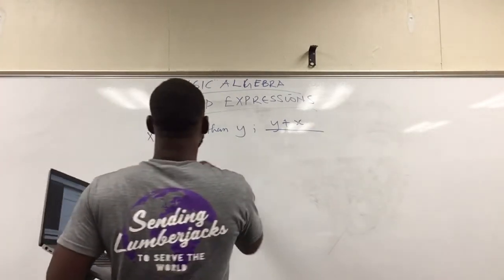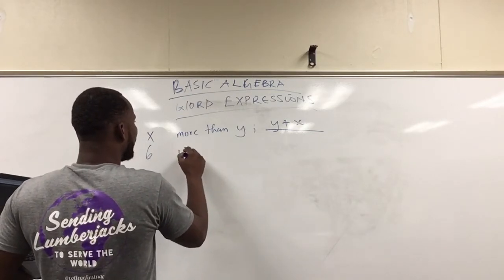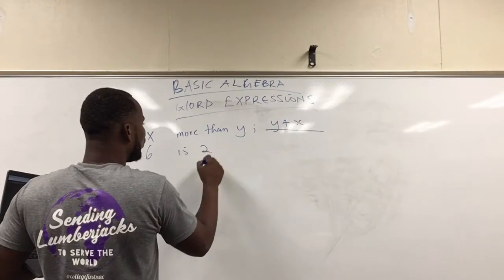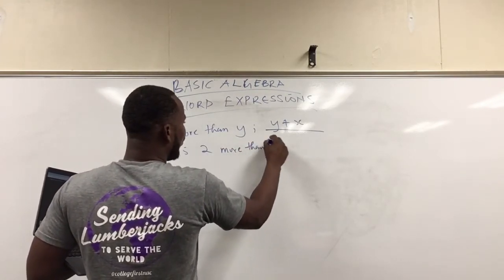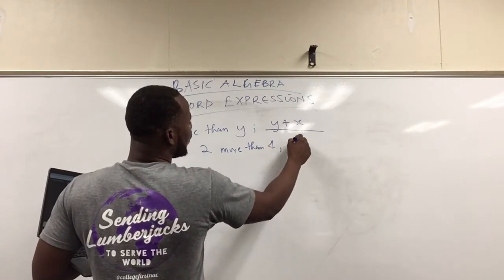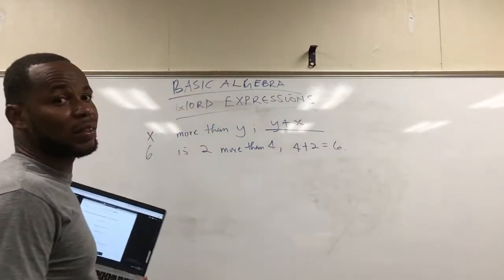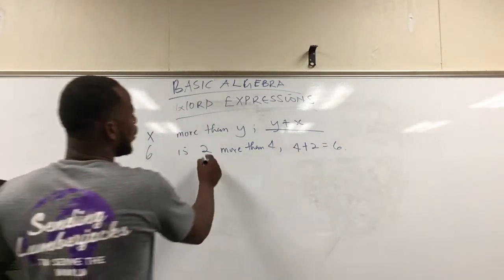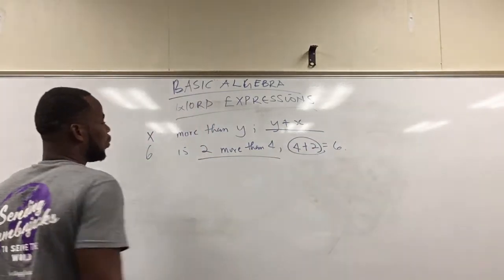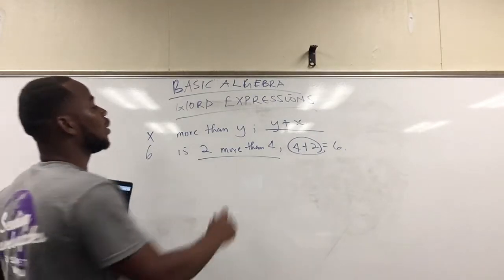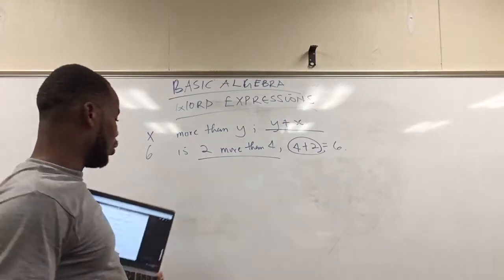What that means is that if 6 is 2 more than 4, it means 4 plus 2 is equal to 6. That's what it means, okay? So when you hear "2 more than", what you have to do is 4 plus 2. So 6 is 2 more than 4. That means 6 is equal to 4 plus 2. Okay, that's what you have to know in your mind.